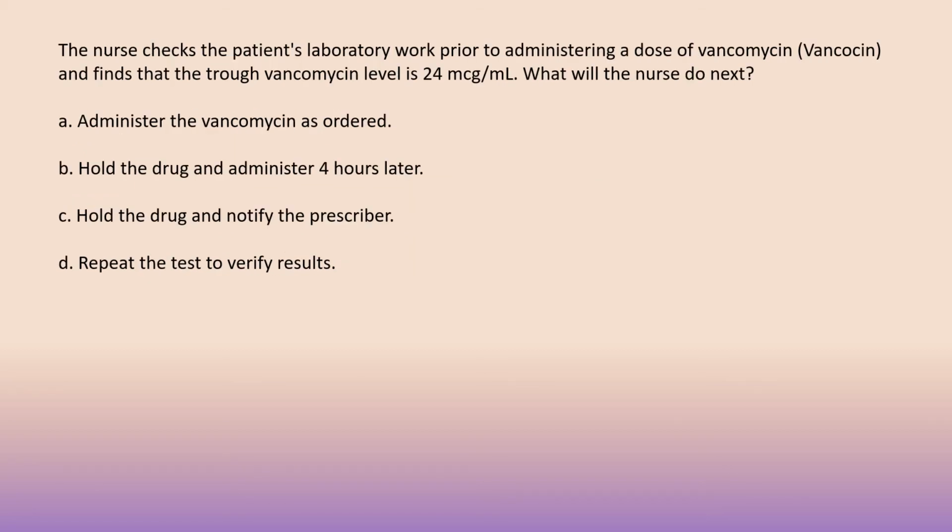The nurse checks the patient's laboratory work prior to administering a dose of vancomycin and finds that the trough vancomycin level is 24 mcg per milliliter. What will the nurse do next? A. Administer the vancomycin as ordered. B. Hold the drug and administer 4 hours later. C. Hold the drug and notify the prescriber. D. Repeat the test to verify results.